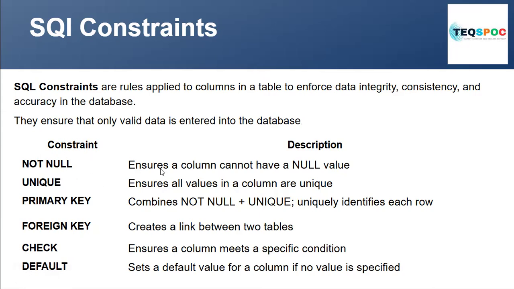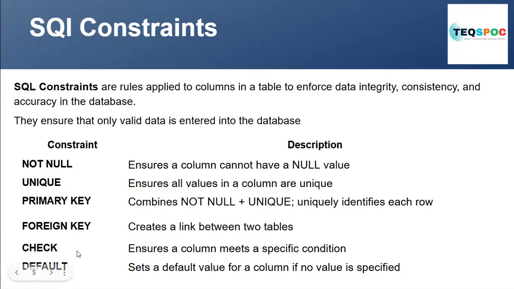Like not null. If you write not null, you will not keep that field empty; you have to write something. Unique means that column will only store unique elements; duplicate elements cannot be stored. Primary key is a combination of not null and unique, and it uniquely identifies each row. Foreign key creates the link between two tables; with the help of primary and foreign keys, we create the link between the two tables.